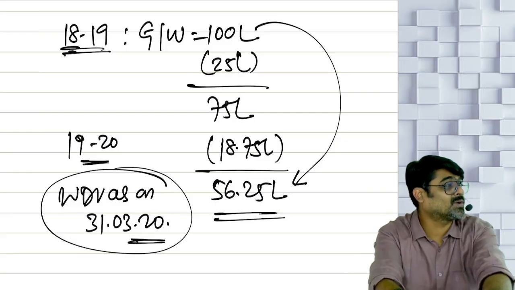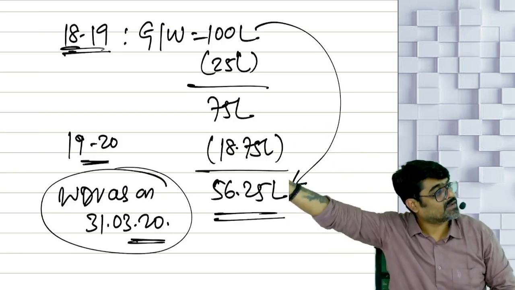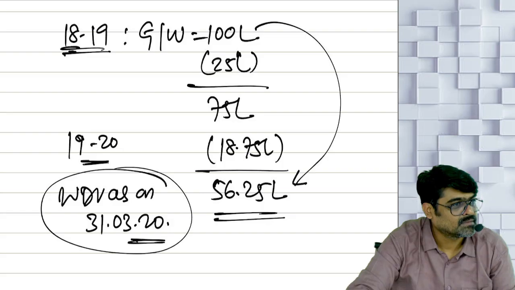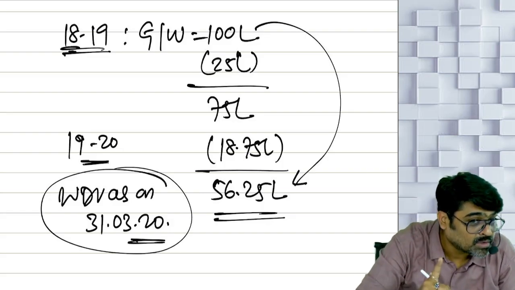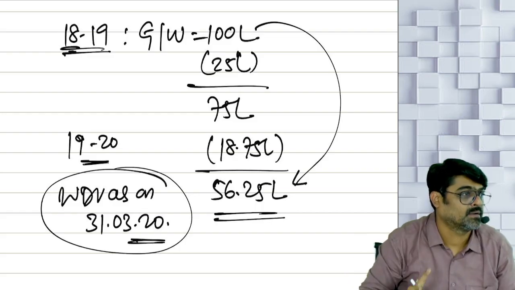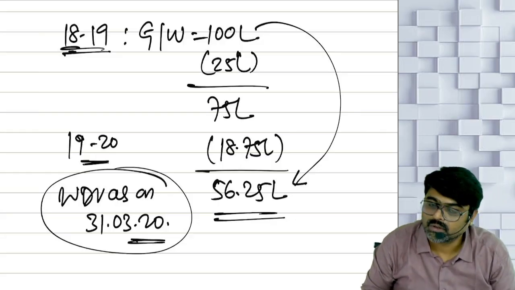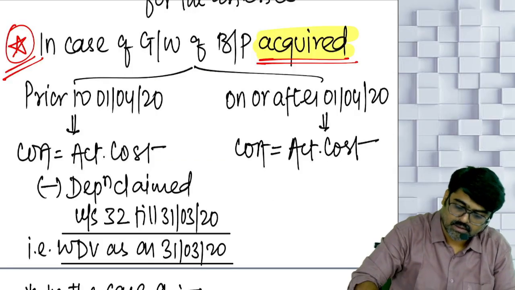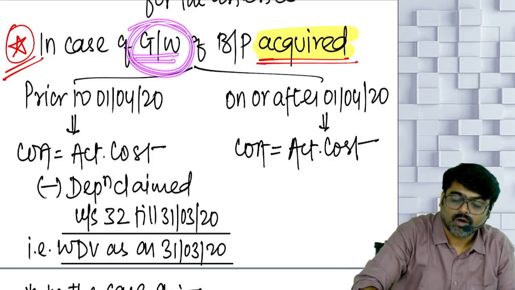Then the entire actual cost which we did not allow under PGBP, you can take it as a cost of acquisition. Understood? This discussion was only about goodwill and only if the goodwill is acquired. This discussion was not for self-generated goodwill. Understood? Okay. Pay attention.